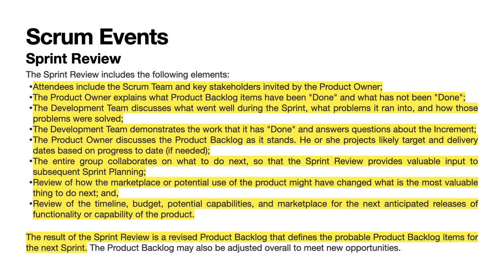Review of how the marketplace or potential use of the product might have changed what is the most valuable thing to do next, and review of the timeline, budget, potential capabilities, and marketplace for the next anticipated releases of functionality or capability of the product. The result of the sprint review is a revised product backlog that defines the probable product backlog items for the next sprint. The product backlog may also be adjusted overall to meet new opportunities.